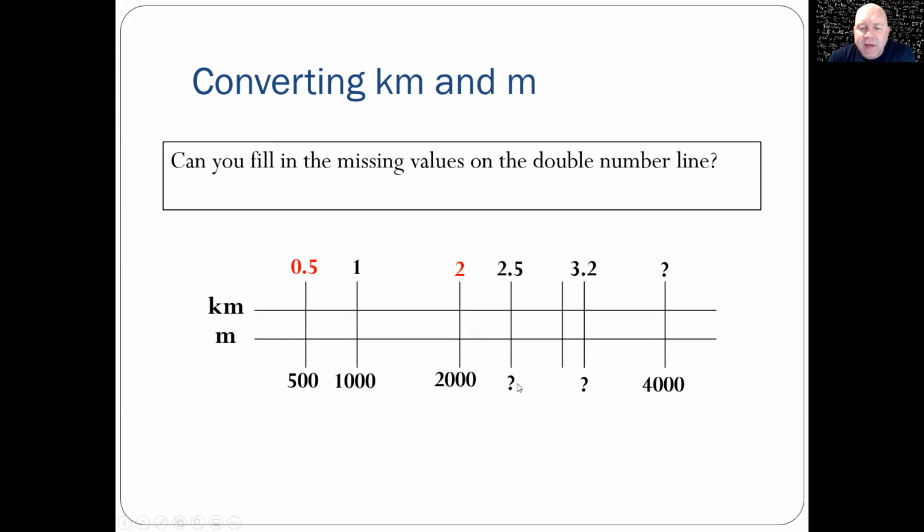2.5 times 1,000 gives us 2,500 meters. 3.2 times 1,000 gives us 3,200 meters. And then 4,000 meters divide by 1,000 to give us 4 kilometers. Okay, hopefully all that makes sense.